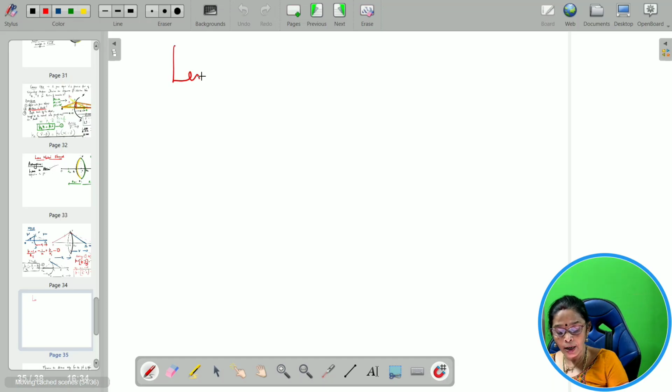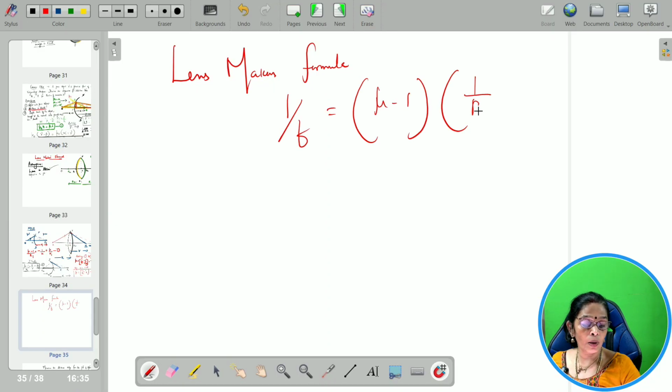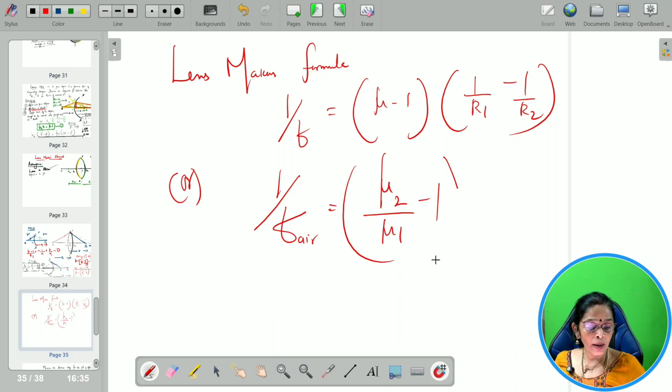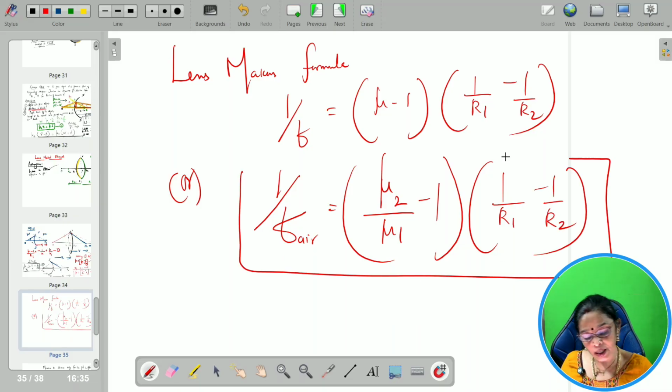So I can write the final lens maker's formula which we derived: 1 by F is equal to mu minus 1 into 1 by R1 minus 1 by R2. I can simply write it as 1 by F in air is equal to mu glass divided by mu air, or you can simply write it as mu 2 divided by mu 1 minus 1 into 1 by R1 minus 1 by R2. So this is the final lens maker's formula.